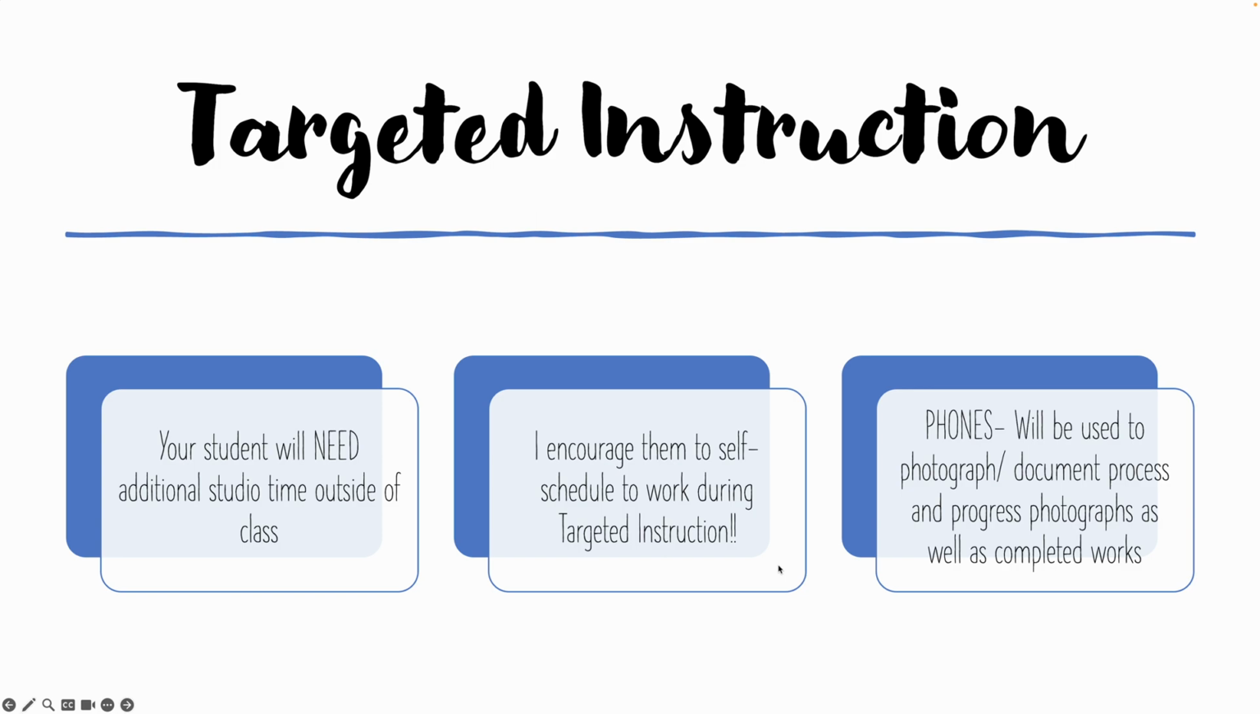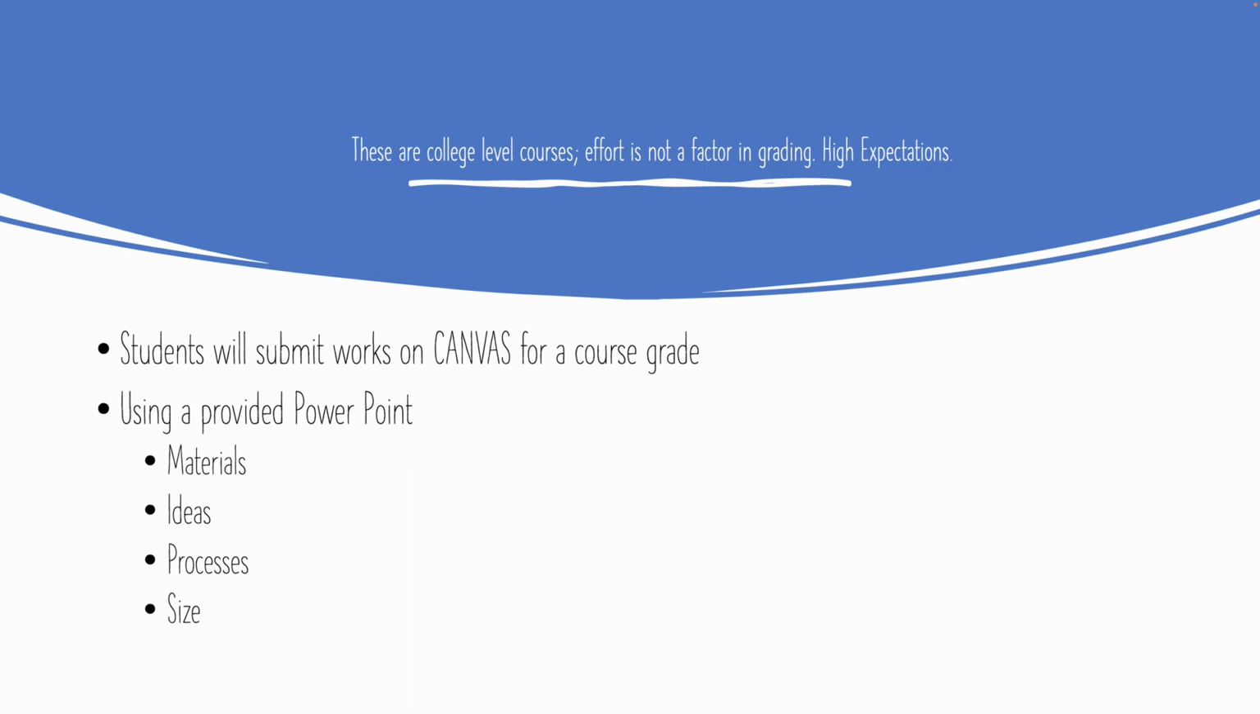We will use targeted instruction this year in a really important way. Your student will need additional studio time outside of class. This is a college-level sculpture class. I really will encourage them to self-schedule to work during targeted instruction. They also are encouraged to use flex time or study hall to come in for additional studio time. I will also be allowing them to use their phones to photograph and document their process and progress pictures, as well as photograph completed works. They will use these images to upload to Canvas for their actual course grade, and then eventually to edit and upload to the AP Portfolio website. So effort is really, really encouraged, and all of these students have chosen to take this course, so I have high expectations for them.